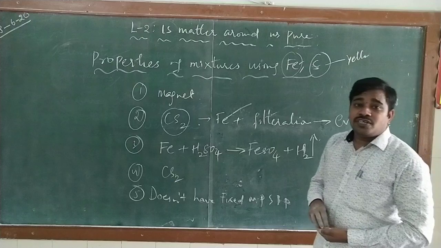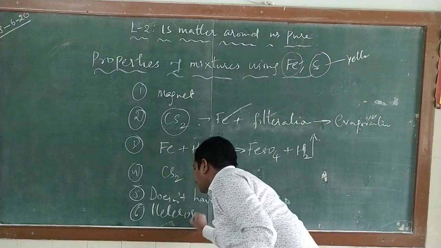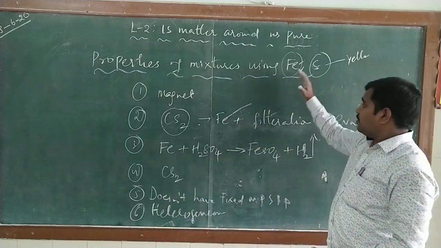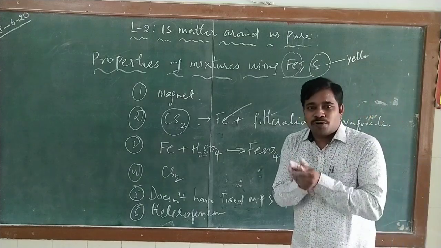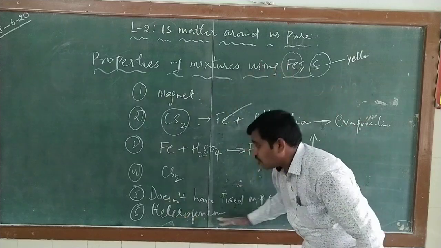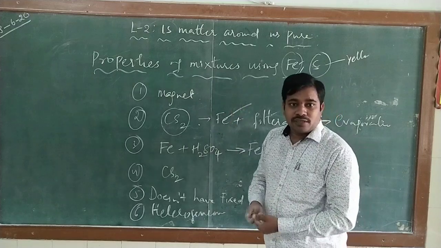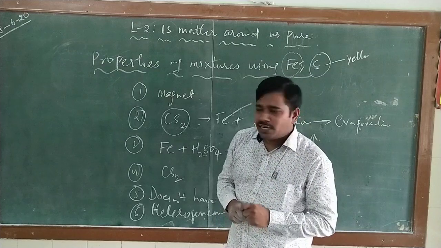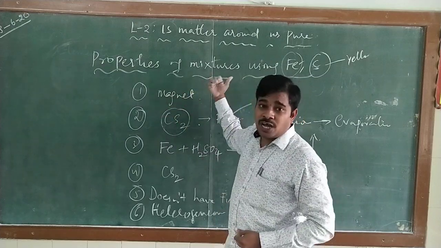One more thing, mixtures are mostly heterogeneous. Why? Because when you combine iron and sulfur, we observe boundaries. We observe a layer between the iron and sulfur. That's why it is called heterogeneous. And remember one thing, during the preparation of mixtures, we do not observe any release of heat, light or electricity.